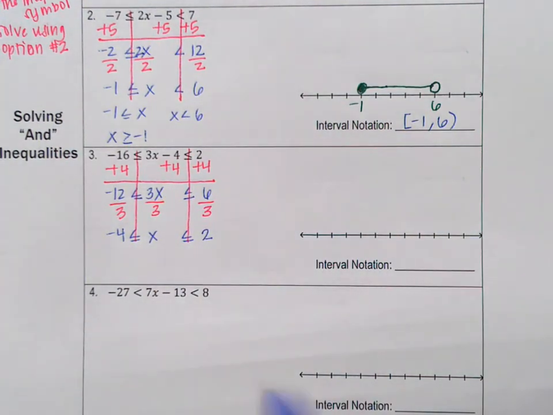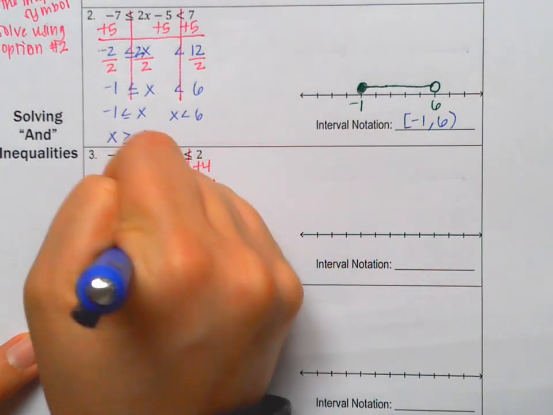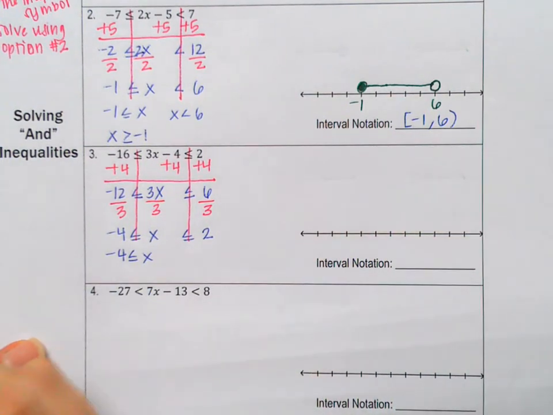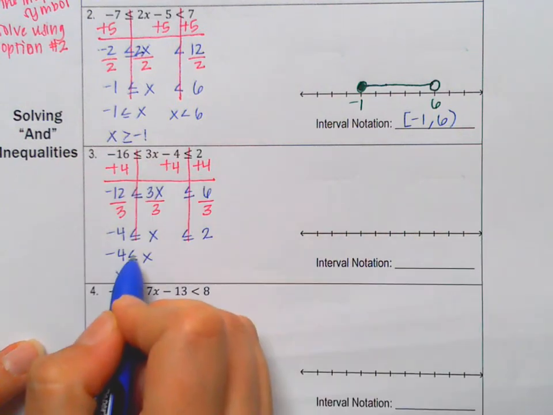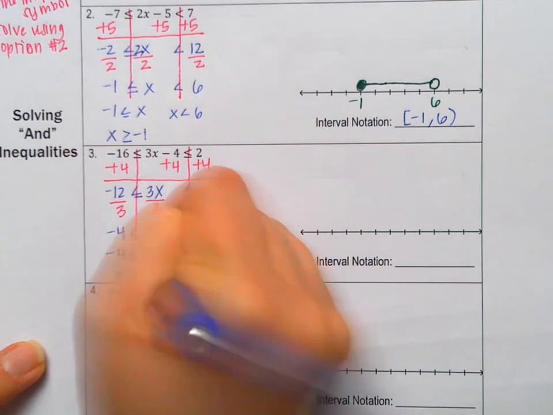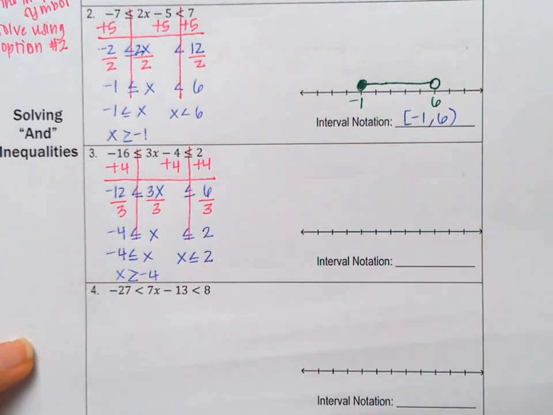So from there, we can see we have -4 is less than or equal to x. We're going to rewrite it so it's variable, inequality, then number. So that means x. The symbol is facing the x, so that's going to be x is greater than or equal to -4. And then this one, x is less than or equal to 2.